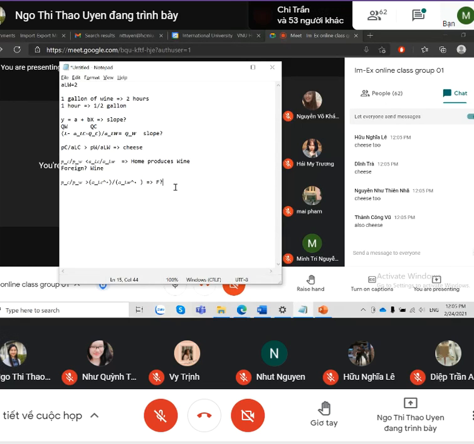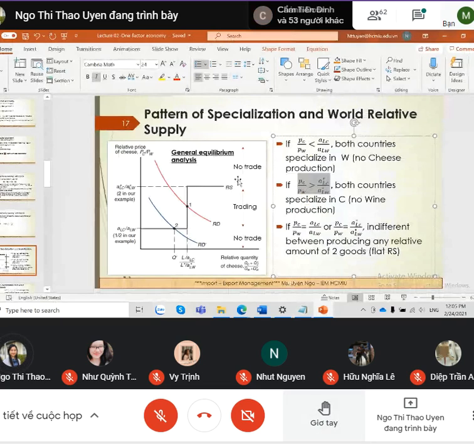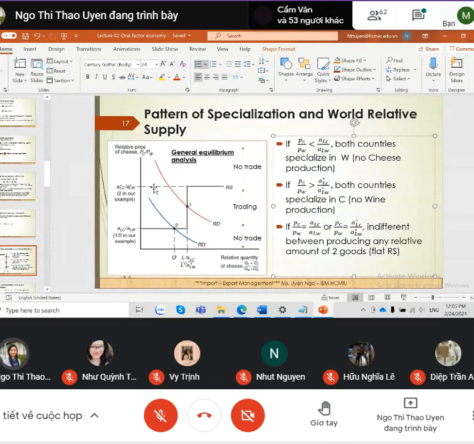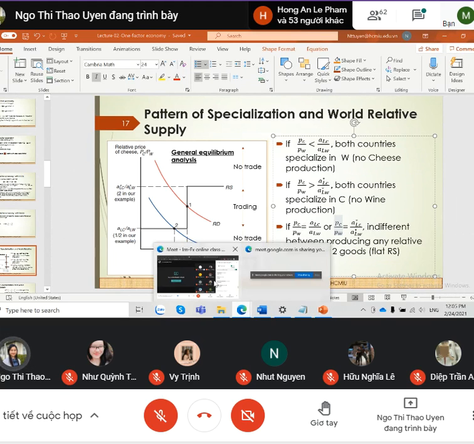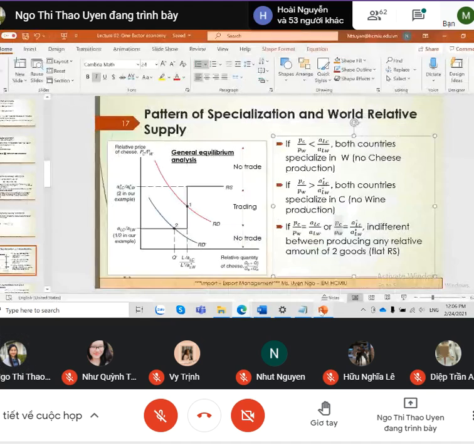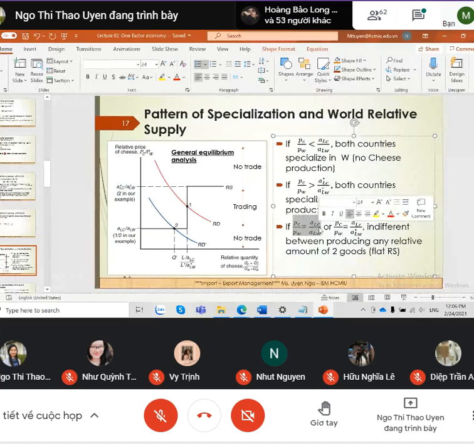Also cheese. Correct. So in this case, both countries will produce cheese. No countries produce wine. So we have no trade in this case. What if the relative price of cheese is exactly at these two points, exactly equal to the opportunity cost here and here? What happens? So if it's equal like that, if it's here.